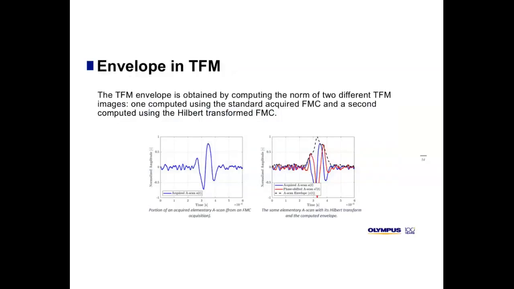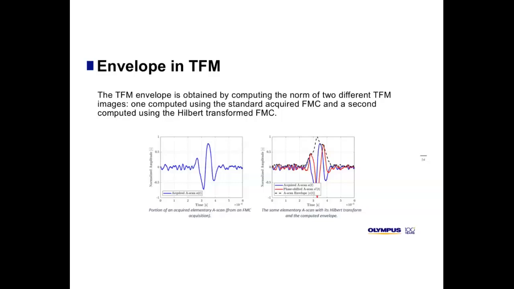Another thing in TFM, the envelope. The TFM envelope is obtained by computing the norm of 2 different TFM images. One computed using the standard acquired FMC, and the second computed using the Hilbert transformed FMC. Here, the TFM envelope is not an image smoothing algorithm. It's signal processing. If you look at the graphs here, on the left, we have a portion of an acquired elementary A-scan from an FMC acquisition. So this is the original signal. On the right, we have the same elementary A-scan with its Hilbert transform and the computed envelope.